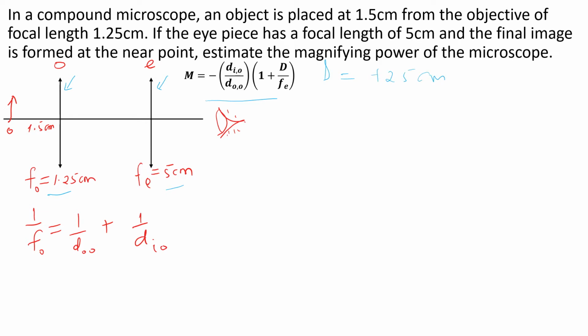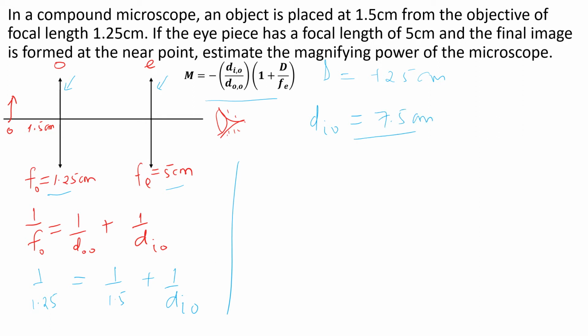So we know that 1 over F equals 1 over object distance plus 1 over image distance. This, the first one, is for objective lens system. So we shall have 1 over F_O, which is 1.25, equals 1 over D_OO, which is 1.5, plus 1 over D image for the objective. This gives us D image for objective lens as 7.5 centimeters.